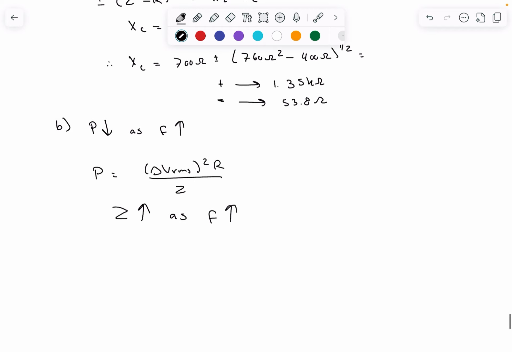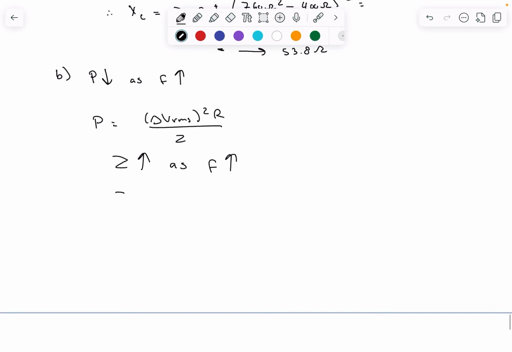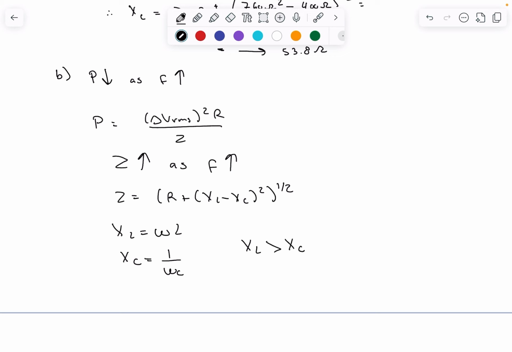Let's write out what Z is again. Z is equal to (R squared plus (XL minus XC) squared) to the 1/2. So for this to be increasing as the frequency increases, we have to look at what XL and XC are in terms of frequency. XL is equal to omega L, XC is equal to 1 over omega C. So we see that XL has to be bigger than XC for this to work.